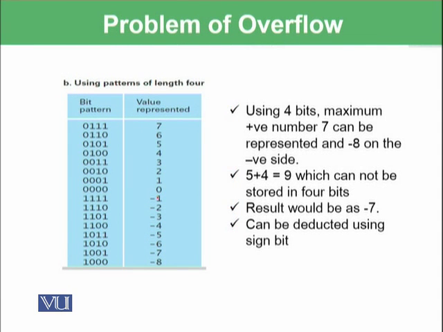And then there is another problem, overflow. For example, using a 4-bit pattern, we know that the largest positive number we can represent is 7 and the most negative number is -8. If we want to add 5 plus 4, that becomes 9, but 9 cannot be represented in a 4-bit pattern. That is known as the problem of overflow. I also want to let you know one more thing: the most significant bit, if it is 0, represents positive numbers, and if it is 1, it represents negative numbers.